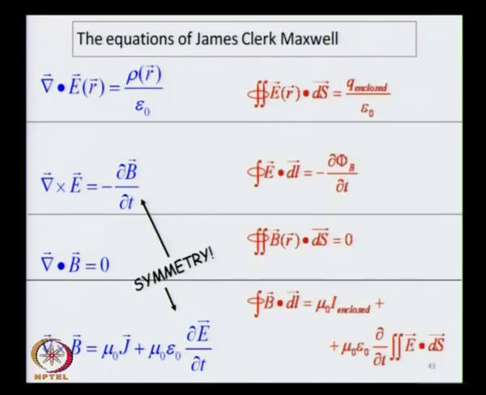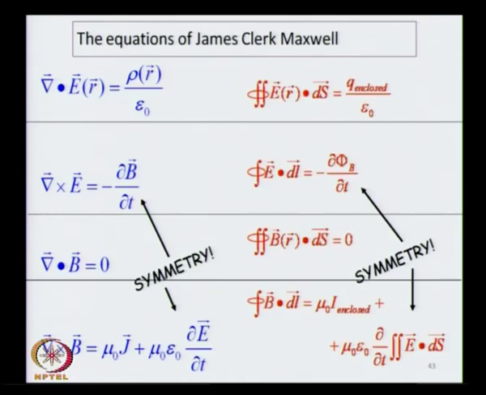The corresponding integral forms, which you can get once again by using the theorems in vector calculus that we now have considerable acquaintance with, give you Maxwell's equations in the integral form. They are essentially the same, and once again you find there is a symmetry, but now here you talk about the magnetic flux and here you have the electric flux, but once again you have essentially a symmetry between electricity and magnetism.